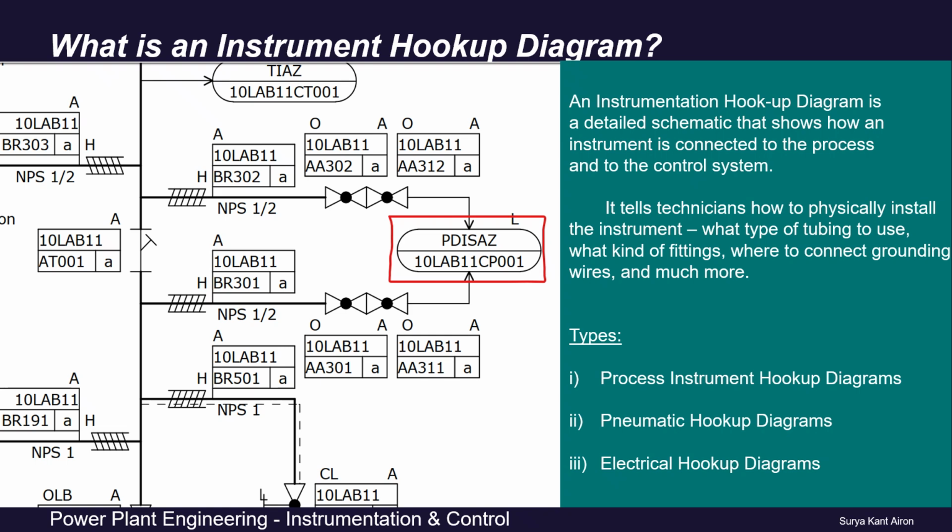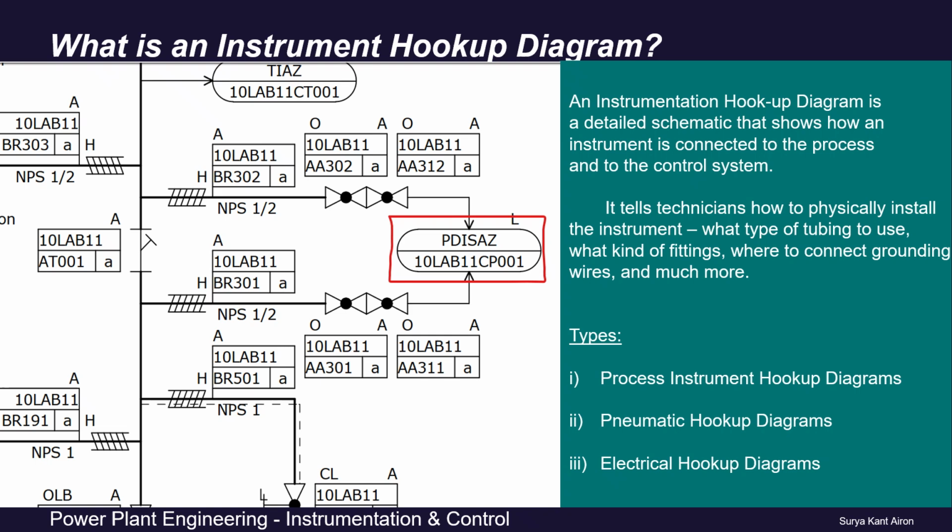Basically, there are three types of instrument hookup diagrams. First type is process instrument hookup diagram. It tells us how the instrument is connected to the process parameter, or in other words, how the process medium is transferred to the instrument, in most cases directly or sometimes indirectly also. Next type is pneumatic hookup diagram. As the name suggests, it is for airline, mainly for solenoid valves and pneumatic control valves.